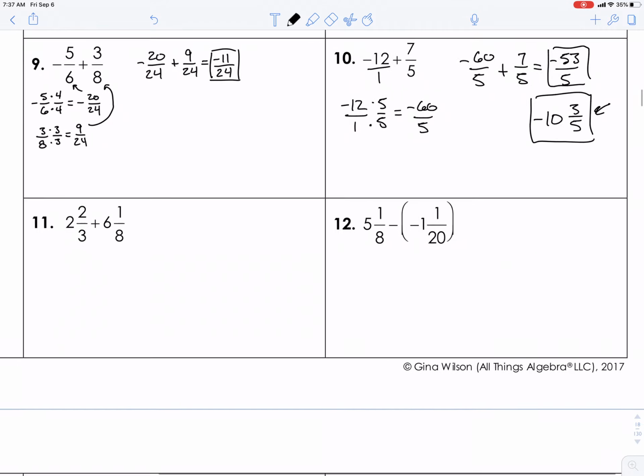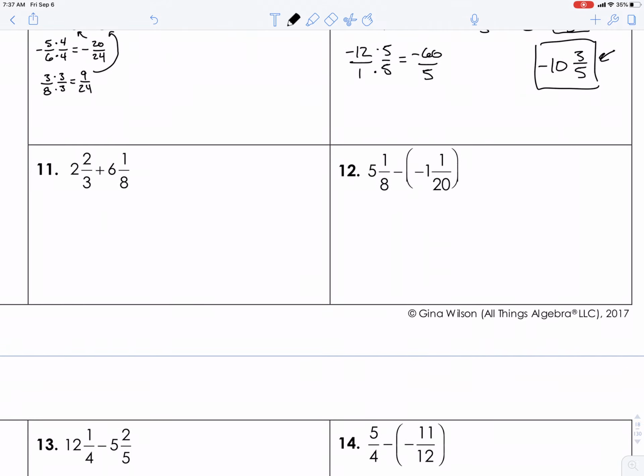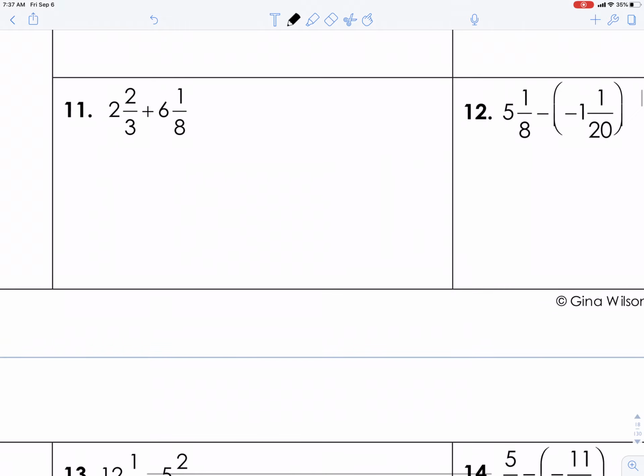Okay? Again, let's look at number 11. We need to convert everything to an improper fraction. Remember, we multiply and add. Multiply and add. So my first fraction is really 3 times 2 is 6, plus 2 is 10, so I have 10 thirds, plus 8 times 6 is 48, plus 1 is 49 eighths.